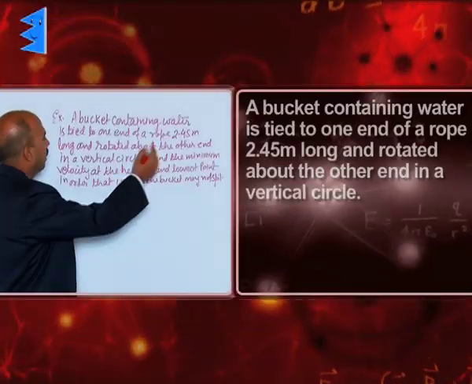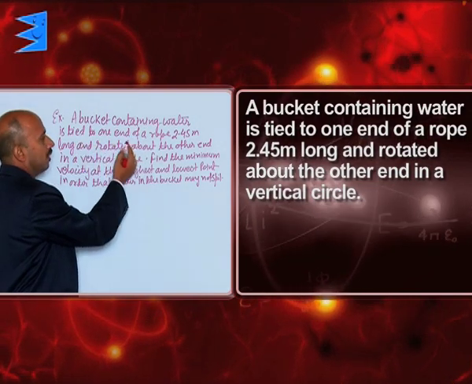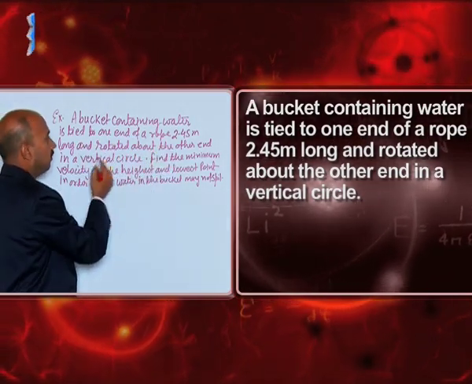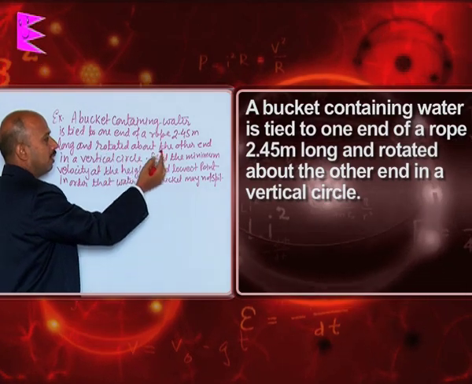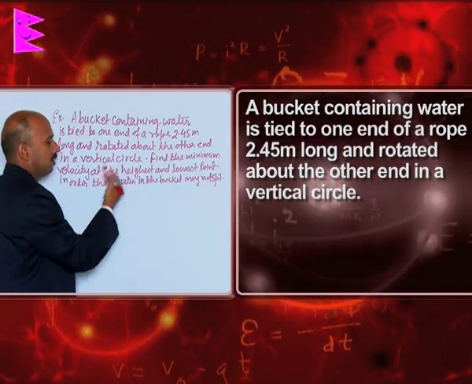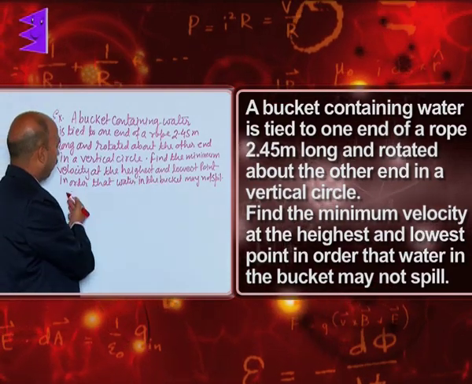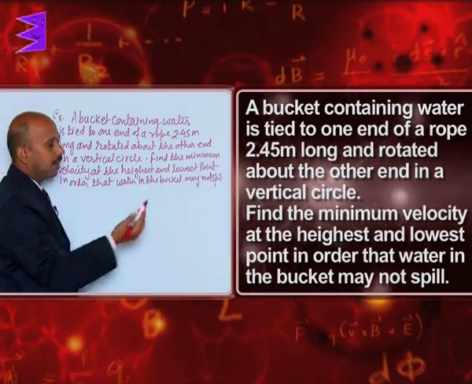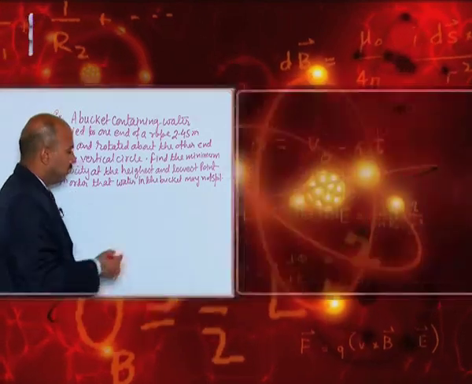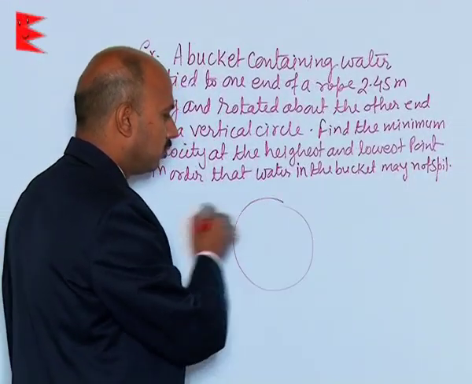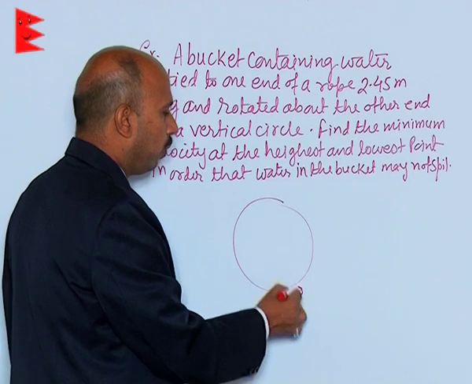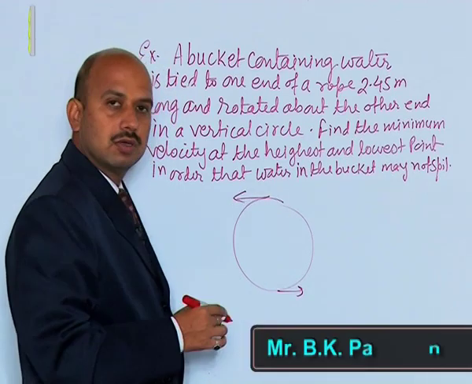A bucket containing water is tied to one end of a rope 2.545 meter long and rotated about the other end in a vertical circle. Find the minimum velocity at the highest and lowest point in order that the water in the bucket may not spill. So, see here, the bucket is rotated in this form. This is the lowermost point, this is the uppermost point.